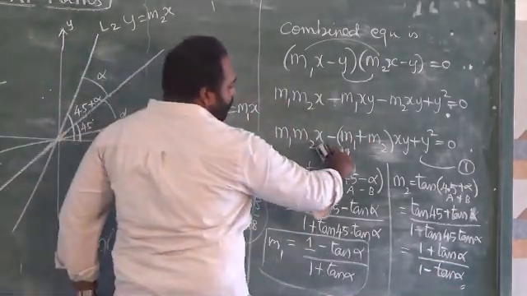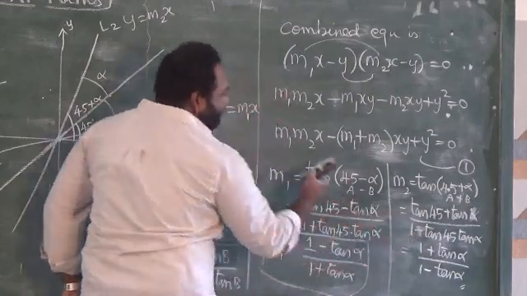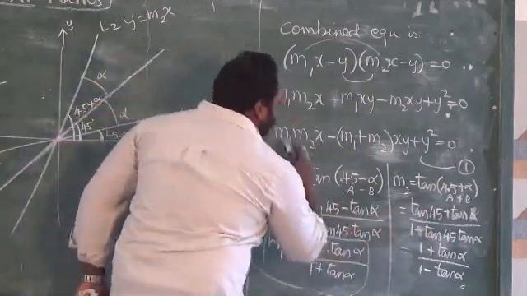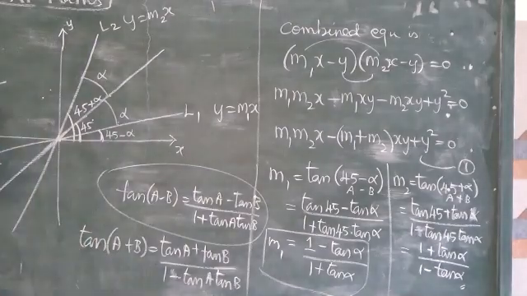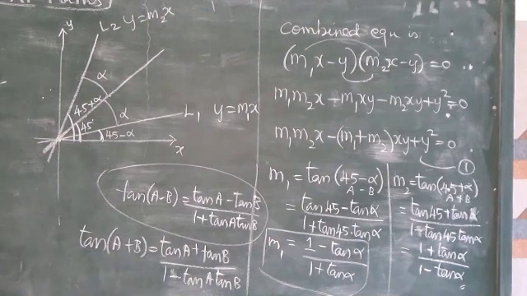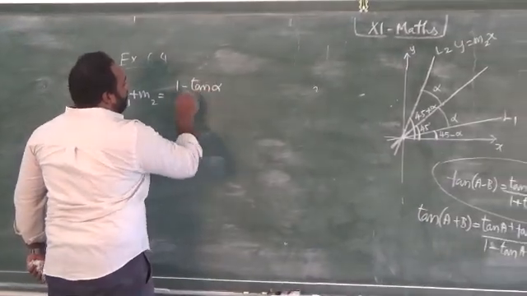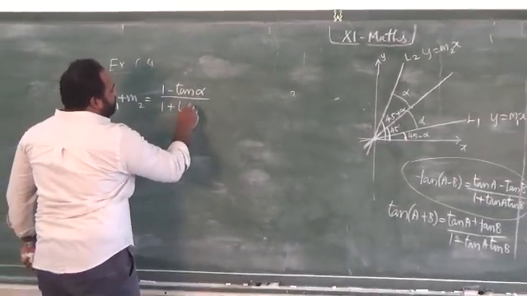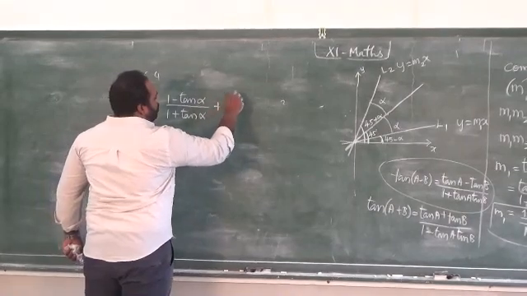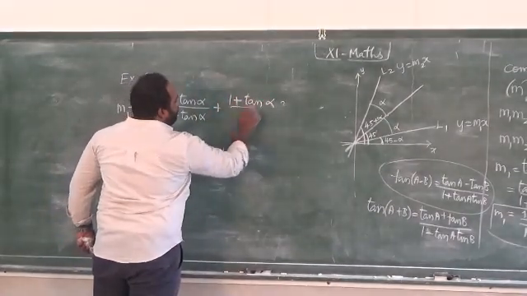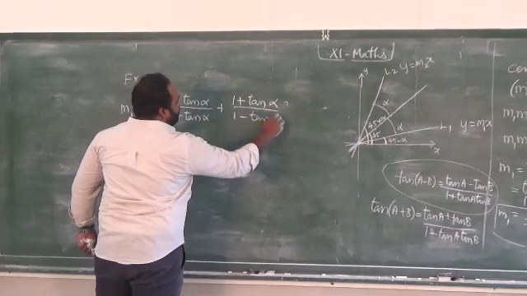Here we need M1 plus M2. We have to add these two and then answer, then we have to multiply these two and then answer, that is M1 M2. First I am going to add M1 plus M2. If I add that, (1 minus tan alpha) by (1 plus tan alpha) plus (1 plus tan alpha) by (1 minus tan alpha).